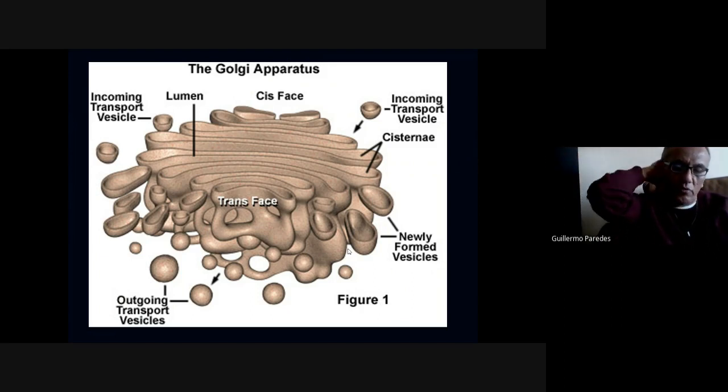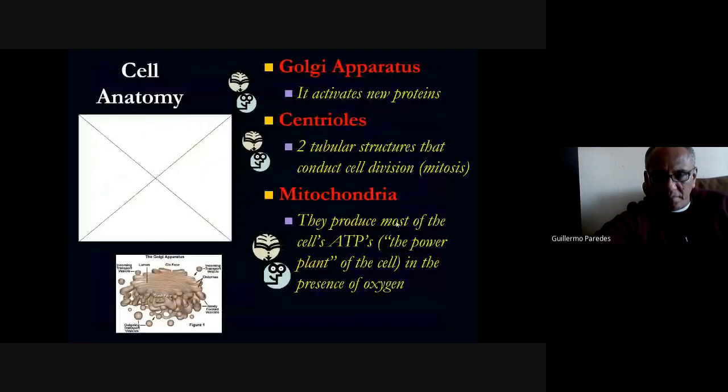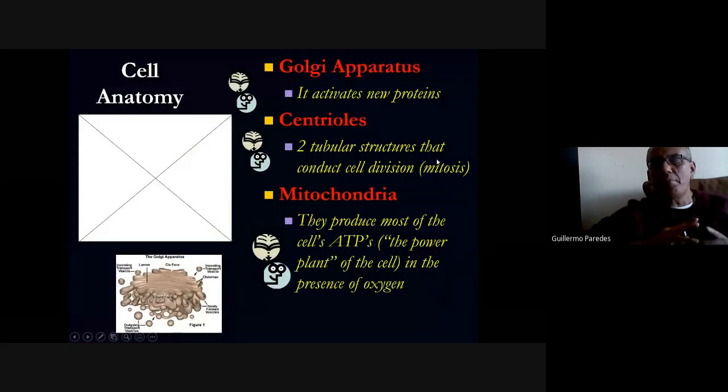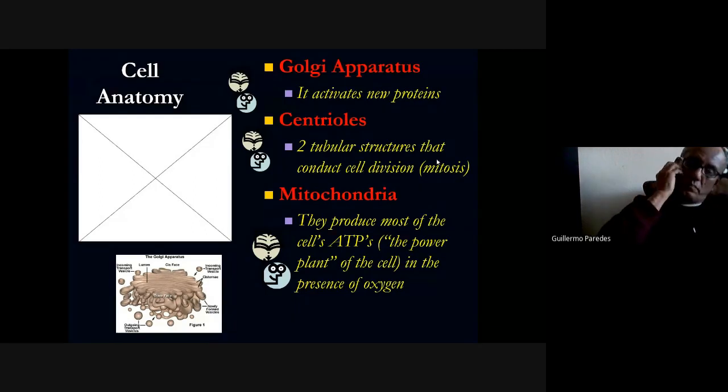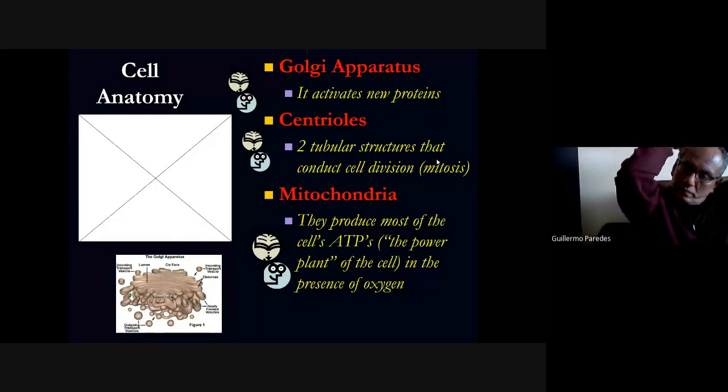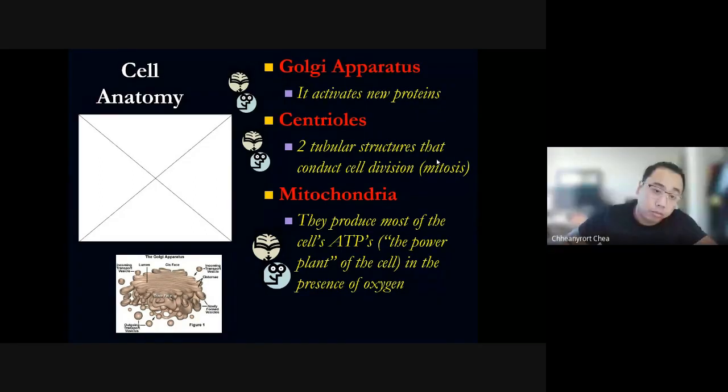Depends what the cells need. But the Golgi apparatus is where most of the proteins are going to be activated. That is to refine the shape of the protein. So the Golgi apparatus is the area where most of the proteins are going to complete their activation. You okay with that? Yes. Okay.